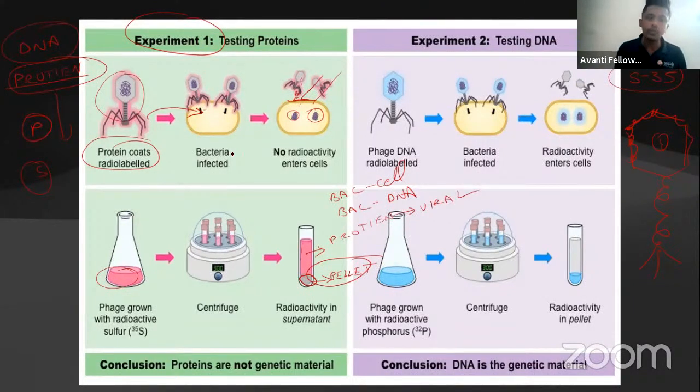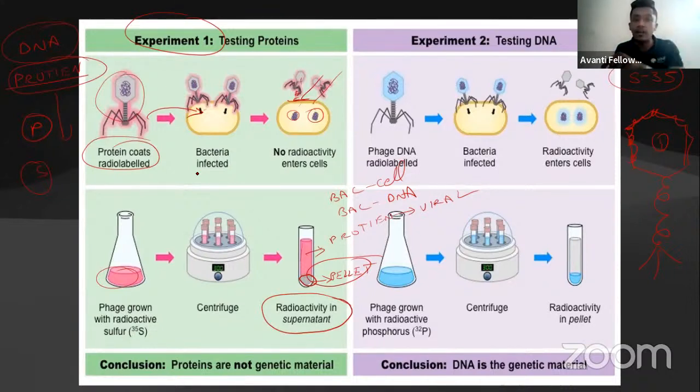Now, when they labeled it with radioactive sulfur and then blended it, they saw the test tube had two regions: a pellet region and a supernatant region. Here, the radioactivity was detected in the supernatant. What is there in the supernatant? Only viral proteins. That means no radioactivity was transferred between the virus and the bacteria. So that proved that the protein is not the genetic material.